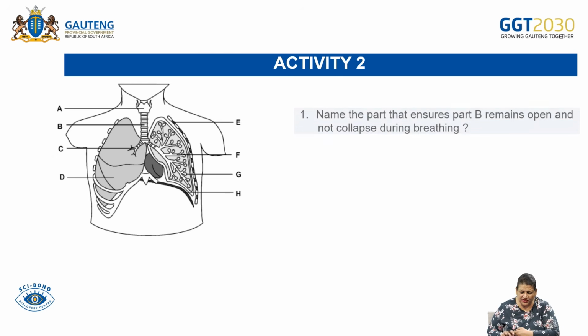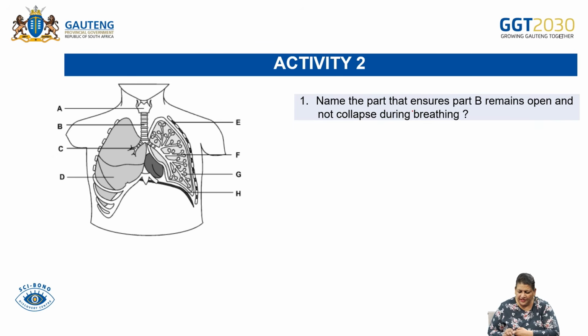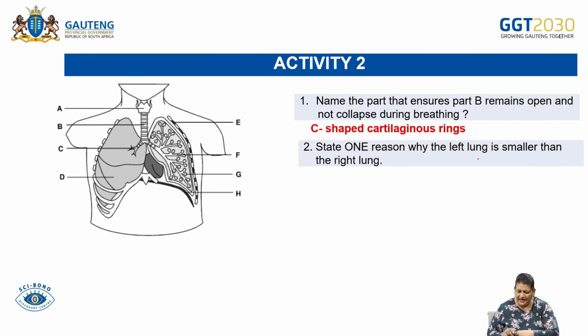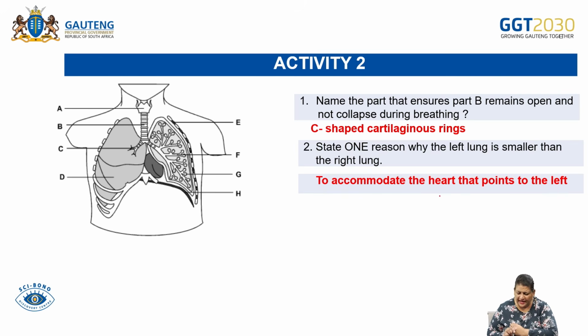Same diagram, different questions. Name the part that ensures part B remains open and does not collapse during breathing. So what's part B? It's your trachea. And what keeps it open and prevents it from collapsing is your C-shaped cartilaginous rings. Okay. State one reason why the left lung is smaller than the right lung. Why is the left lung smaller than the right lung? Because it accommodates the heart that points to the left.